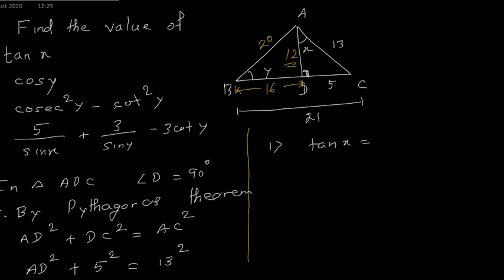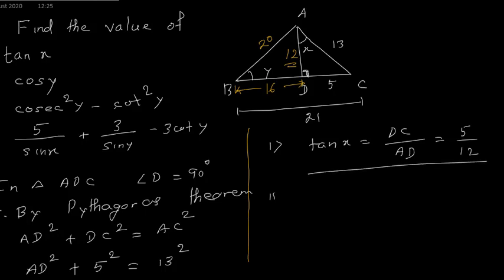Now see, for tan x we will take triangle ADC, and the opposite side is DC. So tan x is DC upon the adjacent side, AD. So DC is 5 and AD is 12. So tan x is 5 upon 12.